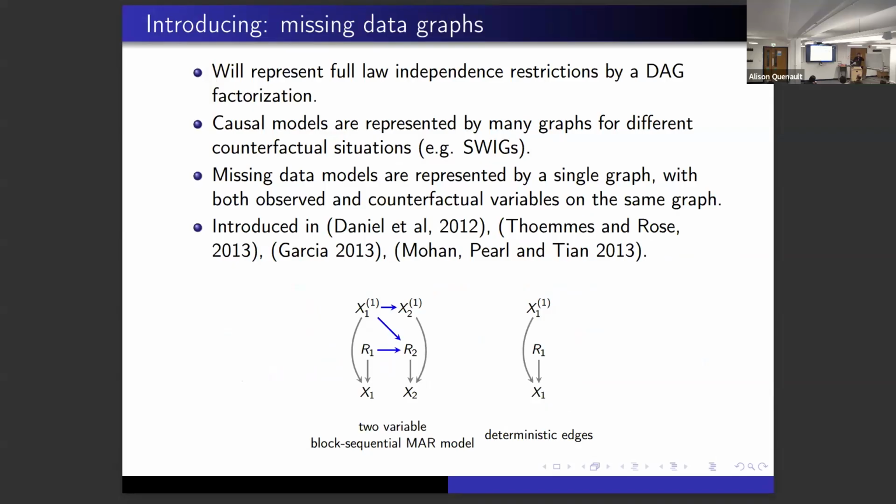Okay, so let's talk about DAGs to represent missing data models. We will write down a full data distribution, and as a reminder, that's just the observed variables, the underlying variables, and the indicators. The indicators tell you when question marks happen. We're going to write that as a DAG factorization. Causal models can also be represented by graphs, such as single world intervention graphs. I'm not going to get into that. I'm just going to talk about missing data. And missing data models are represented by a single graph with both observed and counterfactual variables in the same graph.